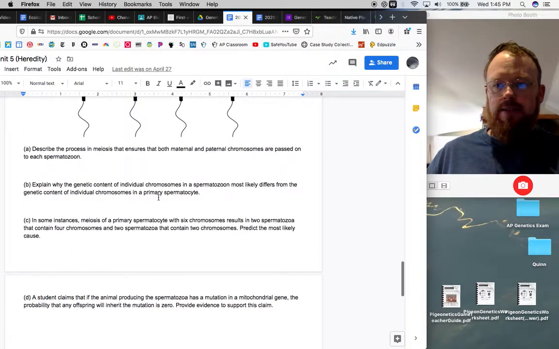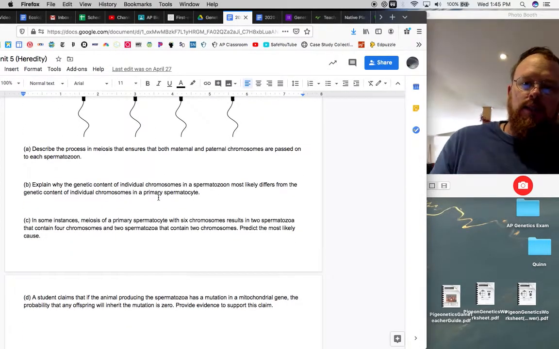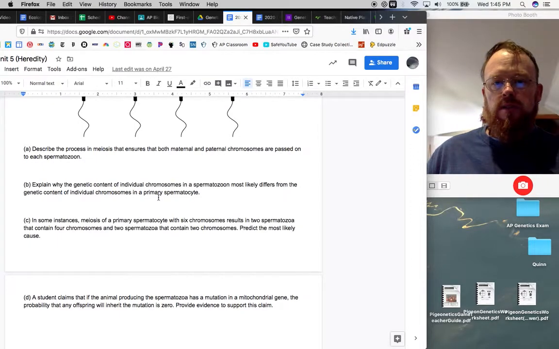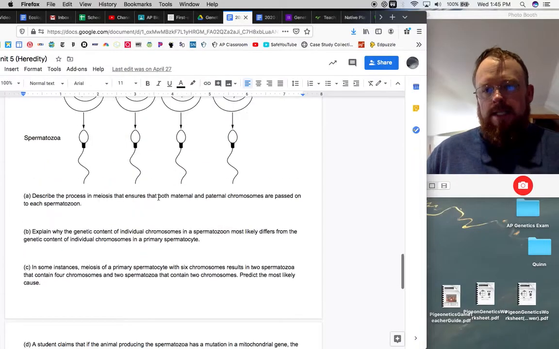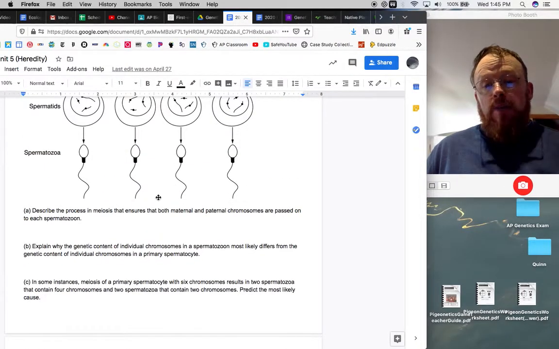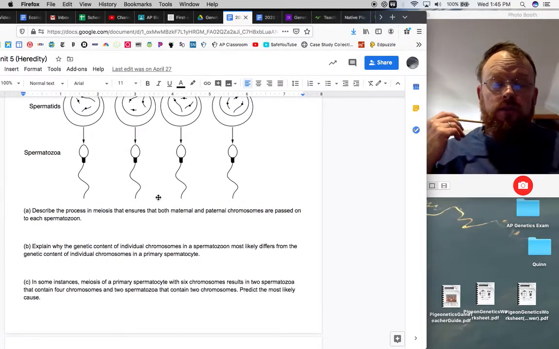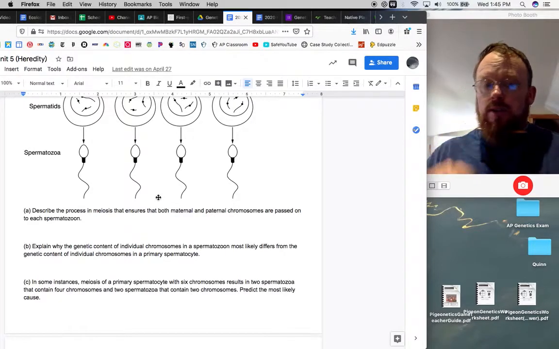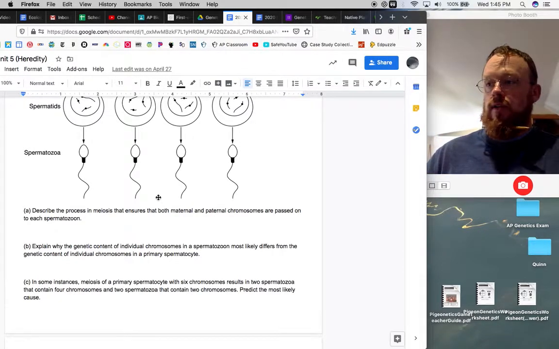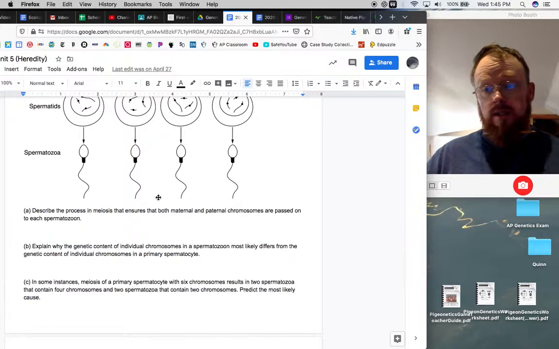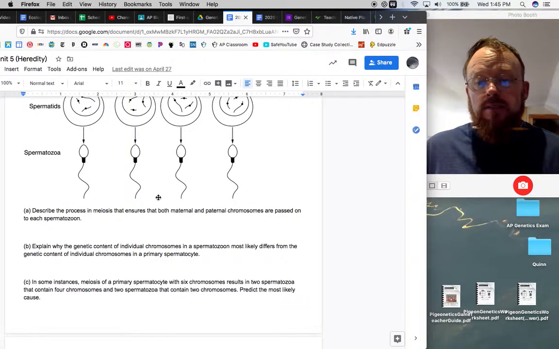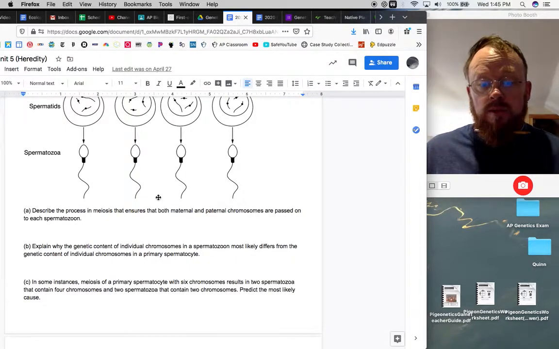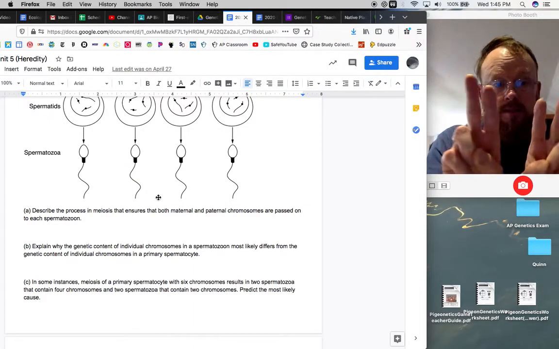Question A says, describe the process in meiosis that ensures that both maternal and paternal chromosomes are passed on to each spermatozoon. That process is called random orientation or random alignment, which occurs during metaphase 1 in meiosis 1. You could say either one of those things. And that's the process by which homologous chromosomes sometimes go right and sometimes go left, right?